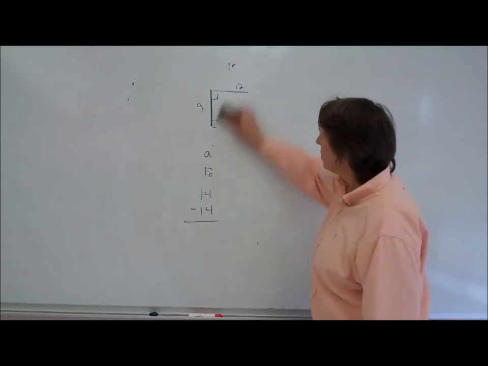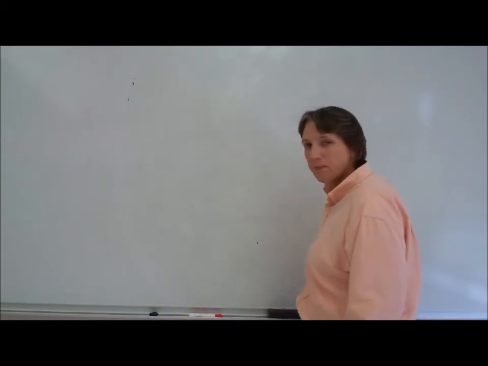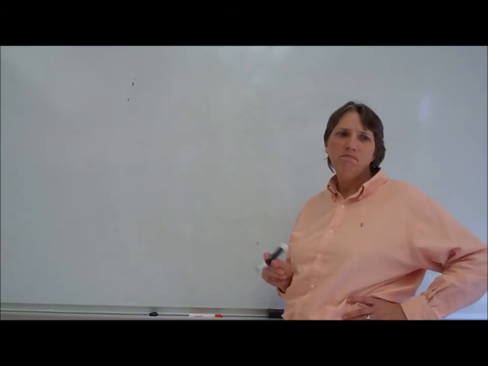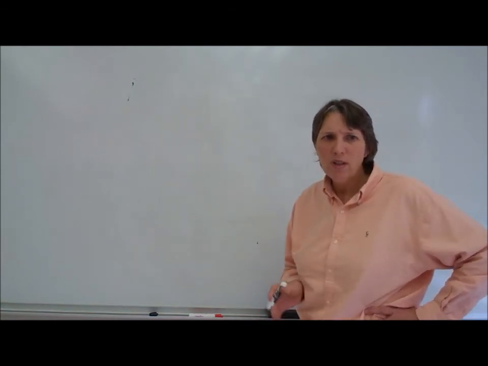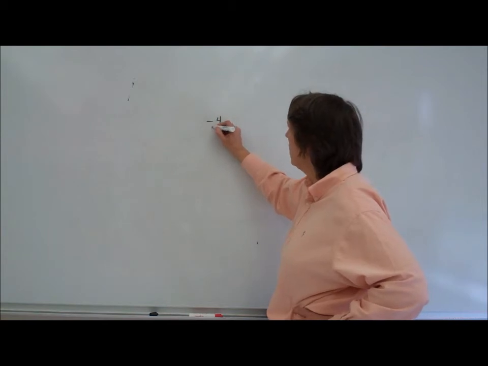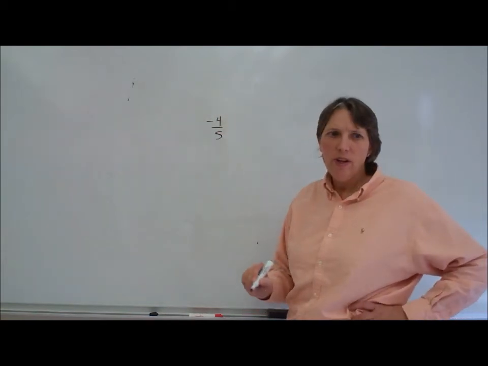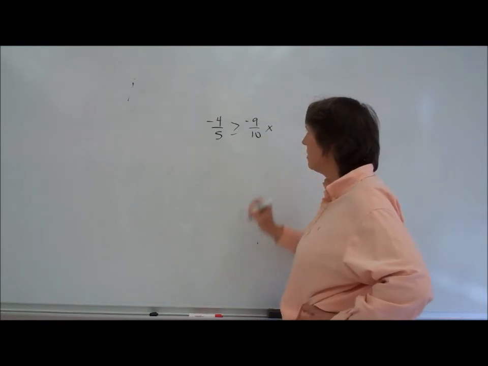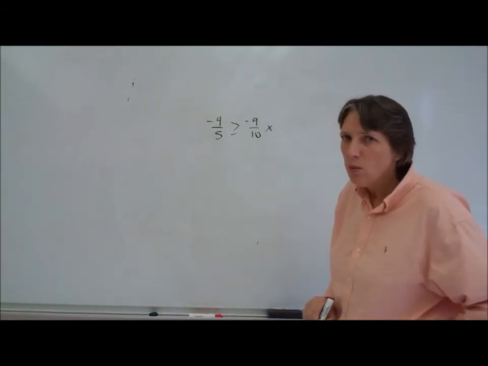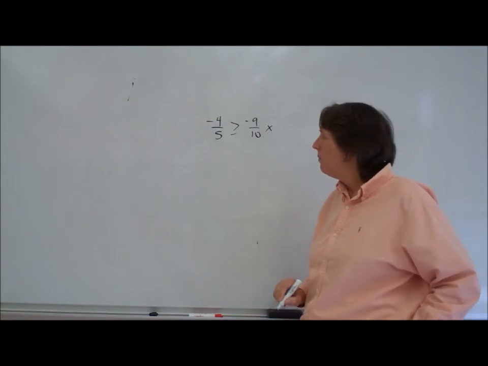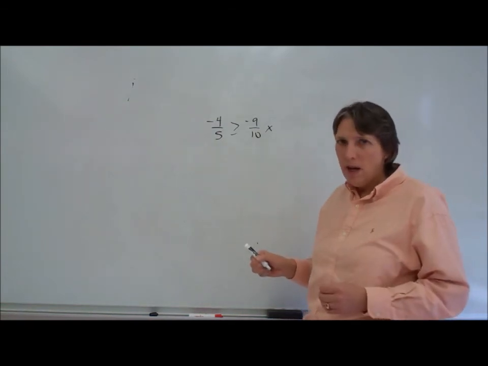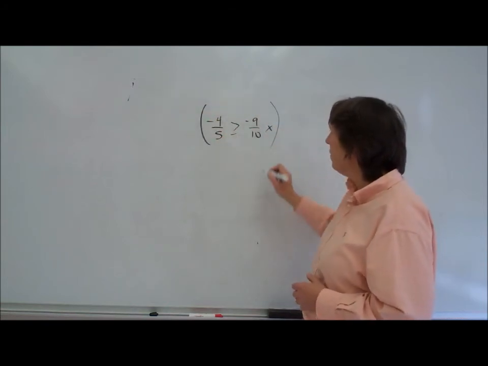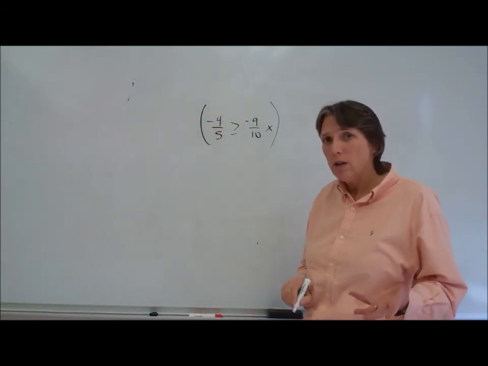These are all things that are going to be on the quiz. Okay. I do want to show you this one because we don't like working with fractions. If I say negative 4/5 is greater than or equal to negative 9/10 x. Okay, this is a one-step inequality. I have to isolate my x. So I look at the coefficient with the x. So I'm going to multiply both sides by what?